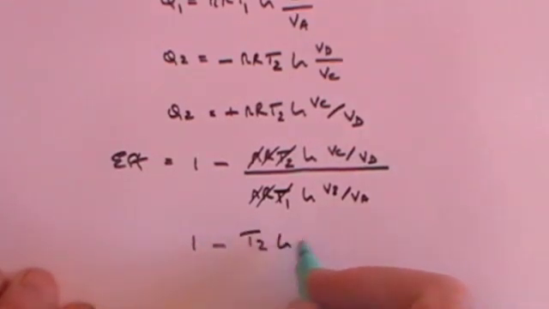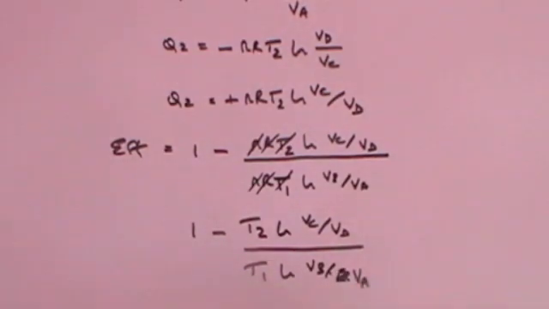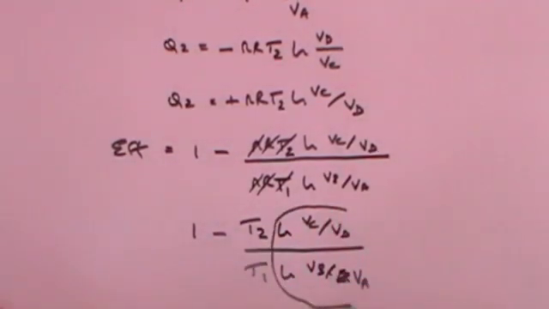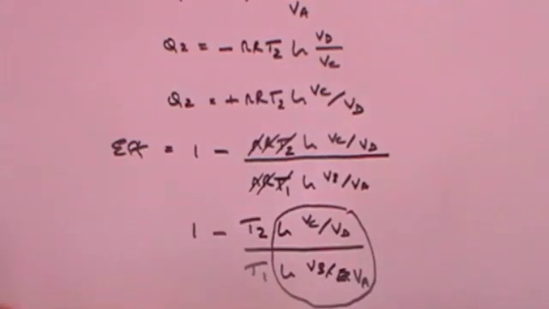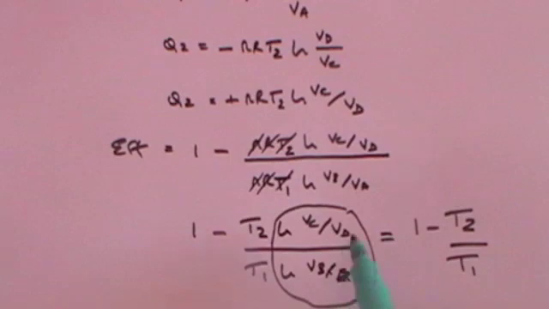So let me write that out. That's 1 minus T2 log Vc over Vd divided by T1 log Vb over Va. Whoops, over Va. And I am going to show in a moment that this term here equals 1, which means that the efficiency is 1 minus T2 over T1. So now let's show that this term equals 1.